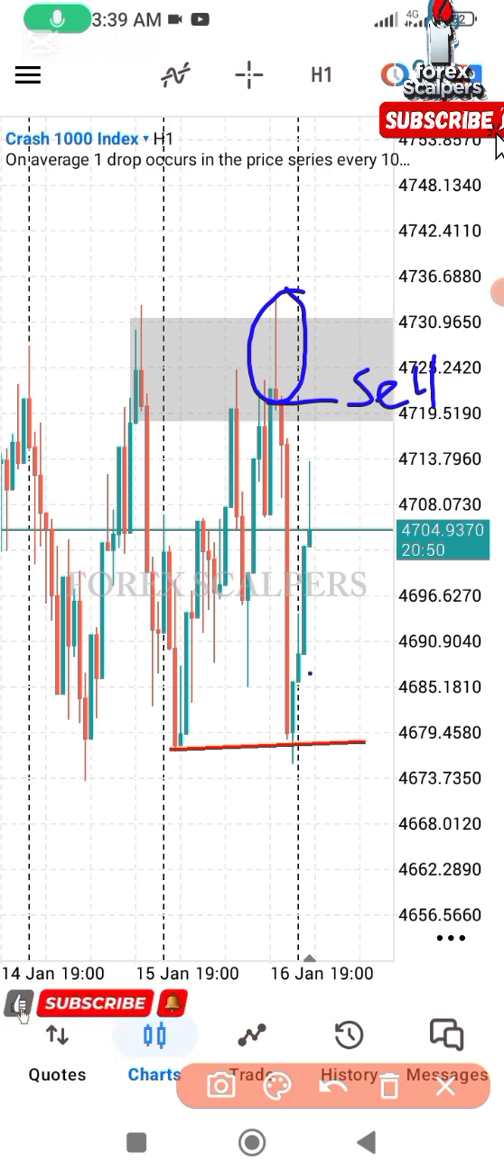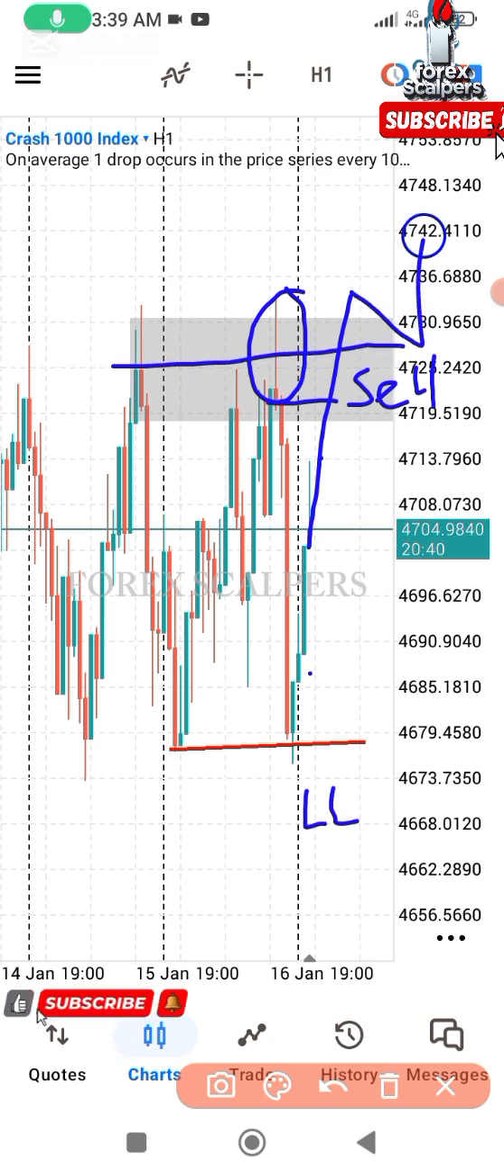So we are expecting price to come down and create a new lower low, or as it's pulling up now, it should pull up and break this structure so that we can now have a continuation of a buy trade.